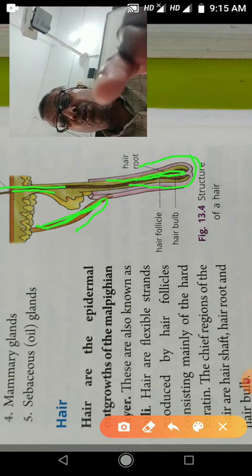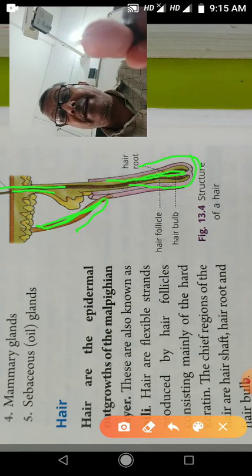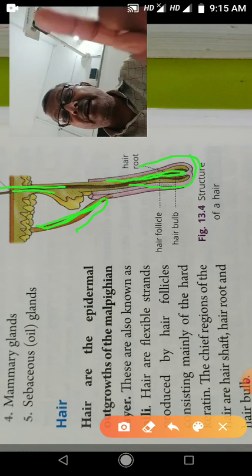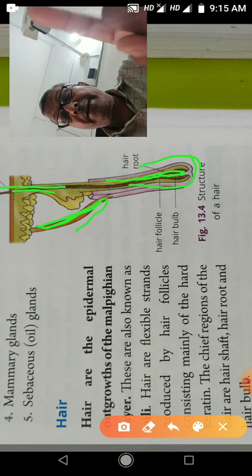So children, I told about the hair. You have to learn the parts of hairs are hair shaft, hair root, and hair bulb, and functions of hair.